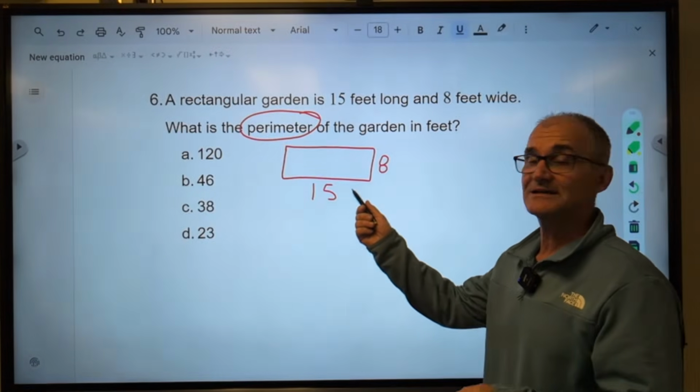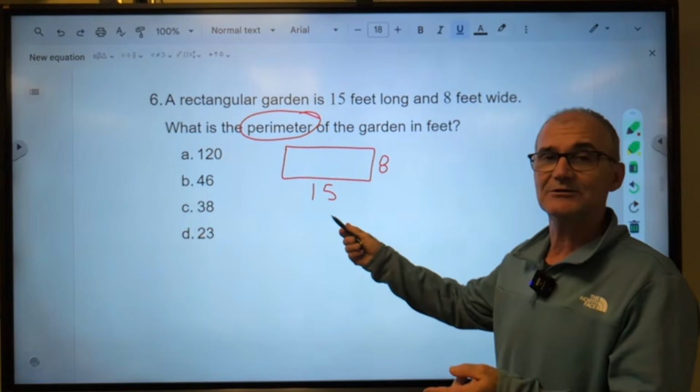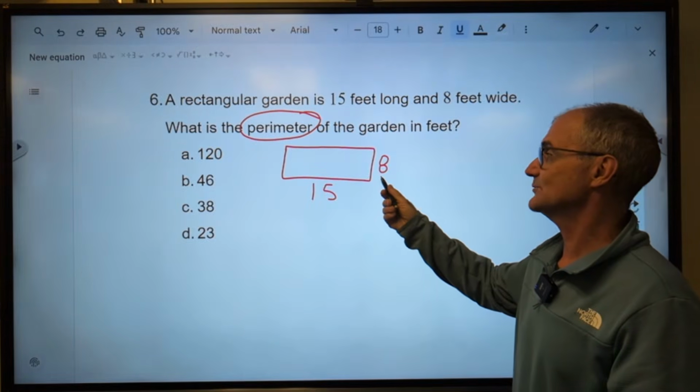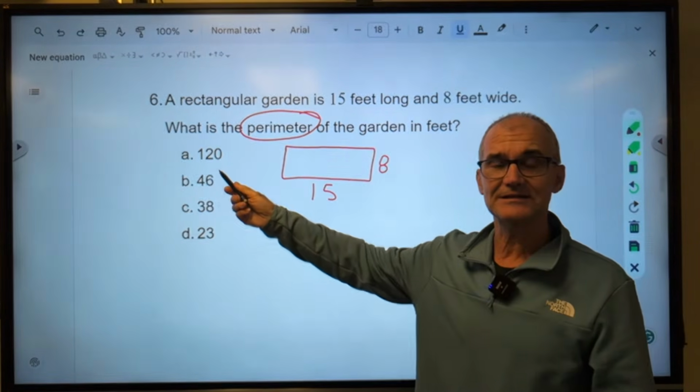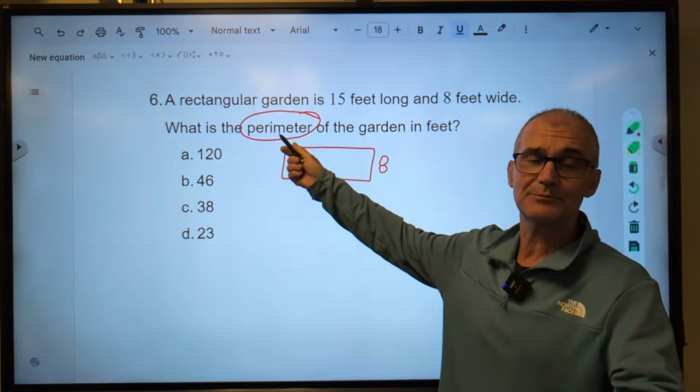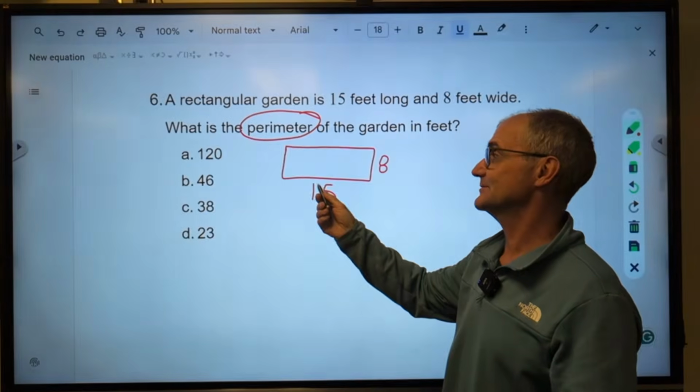If I saw this and I just found the area, it would be base times height. 15 times 8 is 120. That's answer A. It's an automatic distractor. I'm not looking for area. I'm looking for perimeter. So it's important to draw that out.